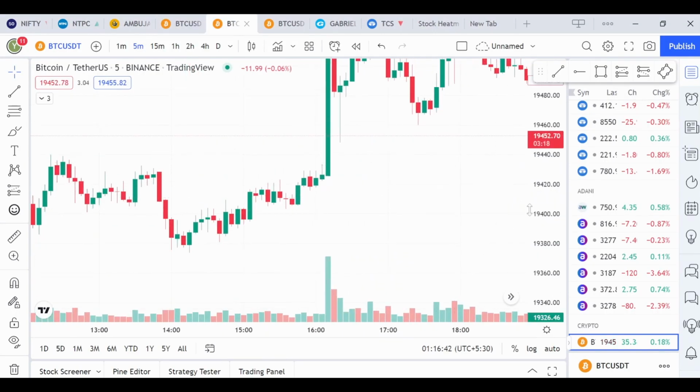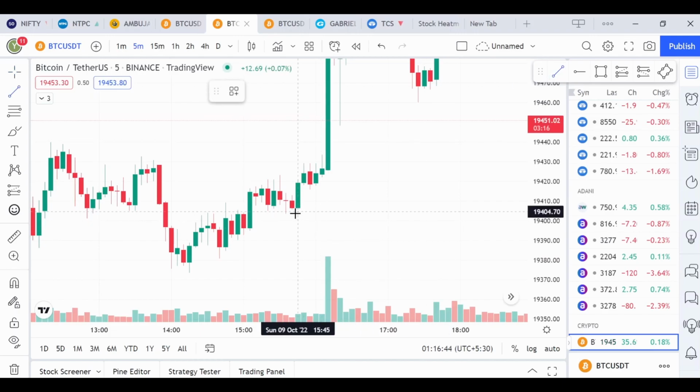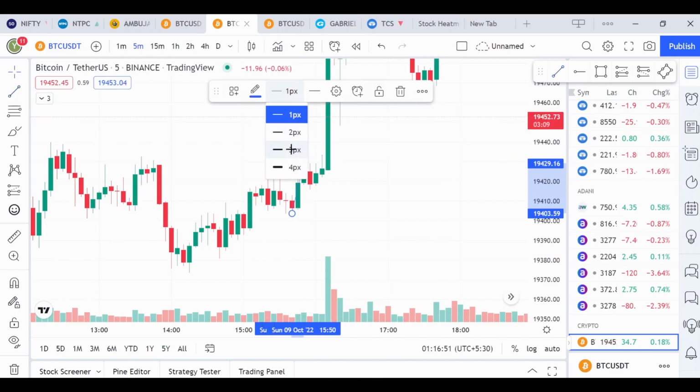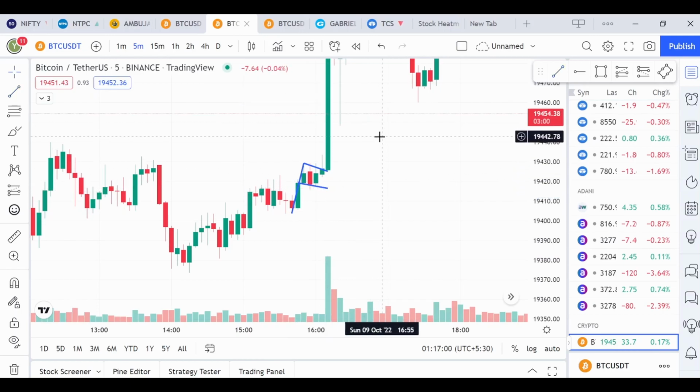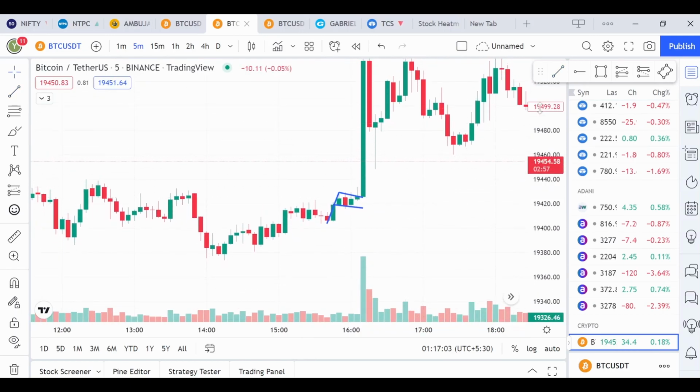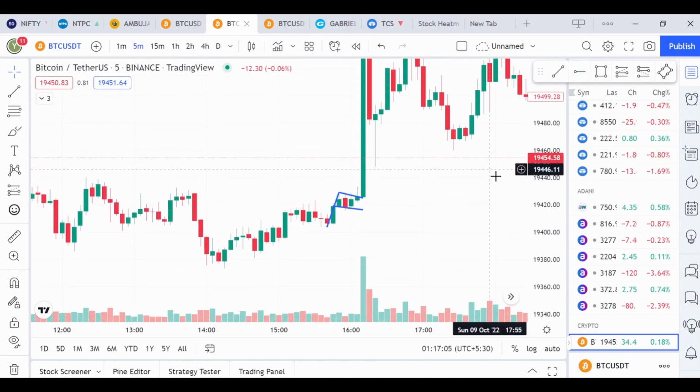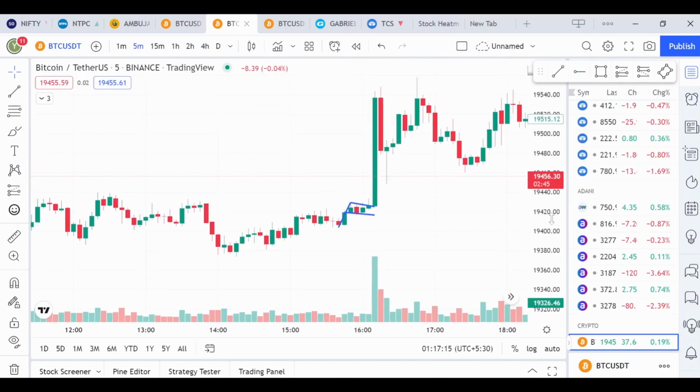Let's consider a real example of the flag and pole pattern. As you can see here, this zone can be considered as the pole of the flag, and this will be the body of the flag. And the breakout, you can see for yourself what an amazing breakout was given. And because cryptos are volatile, chart patterns help us in identifying the trends in crypto and make trading easier for us.